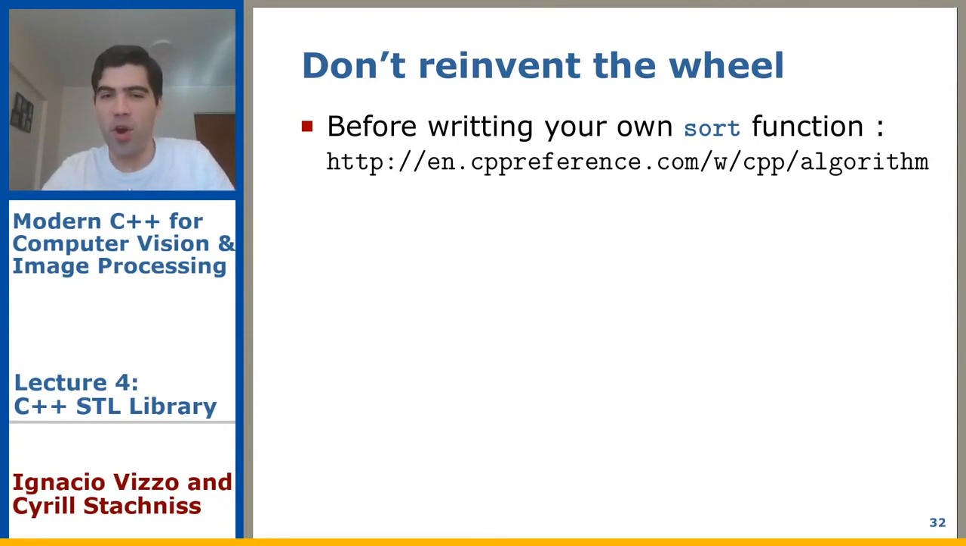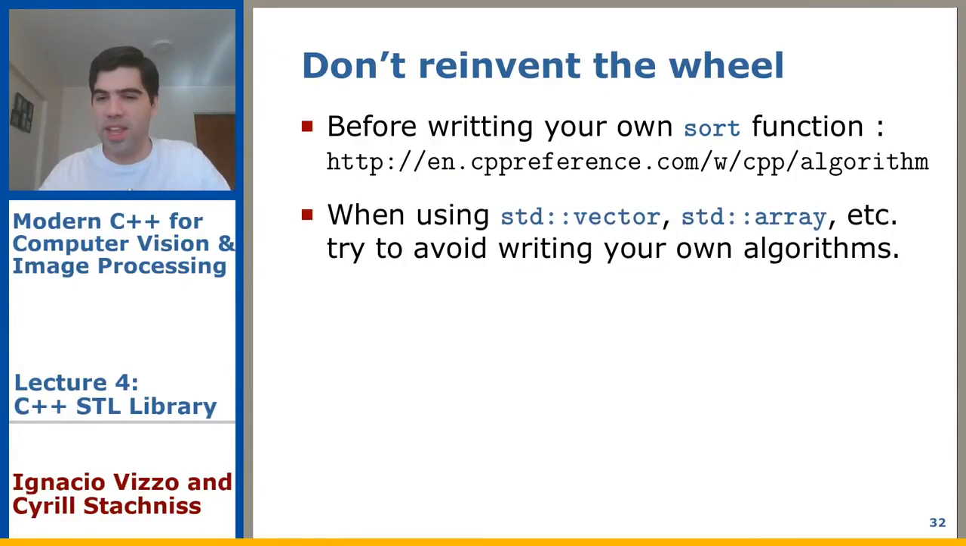Before writing your own sort function, just go and check on cppreference if it's not there. It's very unlikely that the incredibly smart people from the C++ standard committee and the C++ community are not smarter than you, and that you will write a better sort function than these people. So basically, in this case, you need to trust these people and 40 years of C++ programming experience and say, okay, I will use a sort function provided by C++. Unless it doesn't work for you.